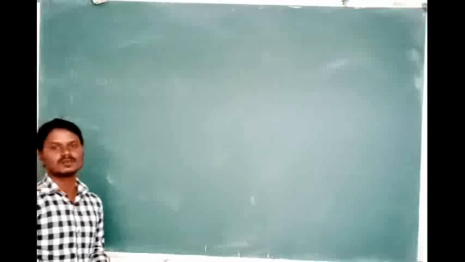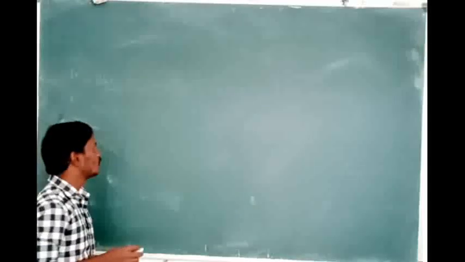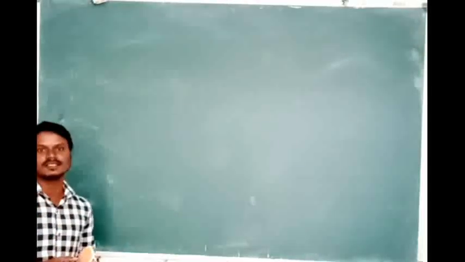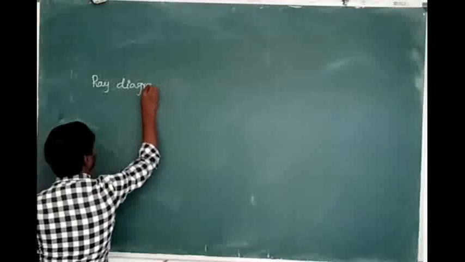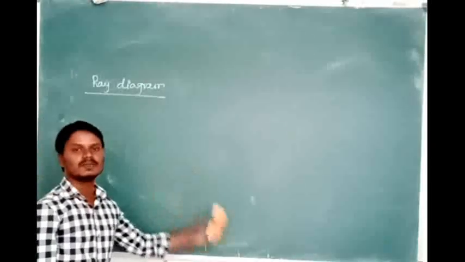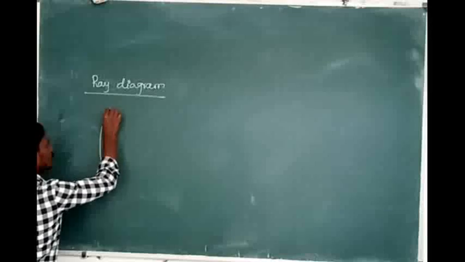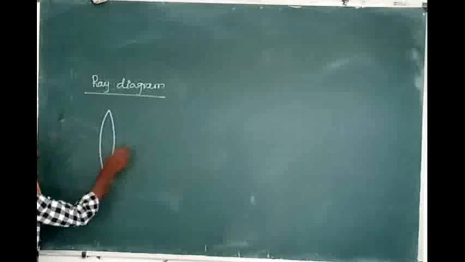Now we are going to discuss the formation of image by telescope by using the ray diagram. What is the ray diagram for formation of image by the telescope? The telescope has how many lenses here? Two lenses. What are those lenses? Objective lens and eyepiece. The objective lens has large aperture and large focal length, but the eyepiece has small aperture and small focal length. Now let us draw the objective lens, which has large aperture and large focal length.